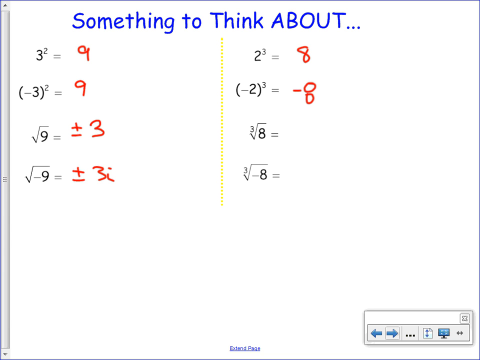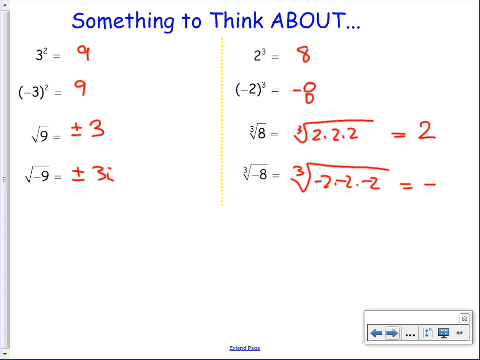Cube roots, though. The cube root of 8 is the cube root of 2 times 2 times 2, right? So if you have a group of 3, then the cube root of 8 is just 2. And the cube root of negative 8, right here, is negative 2 times negative 2 times negative 2. So the cube root of negative 8 is negative 2. Notice there are no imaginary numbers for cube roots. In fact, there are no imaginary numbers for odd powers because you can take the odd root of a negative number. So the difference is imaginaries for squares and evens, and non-imaginaries for odds.